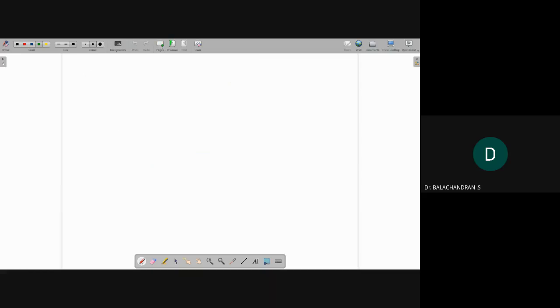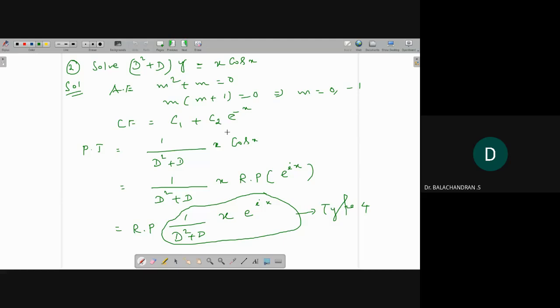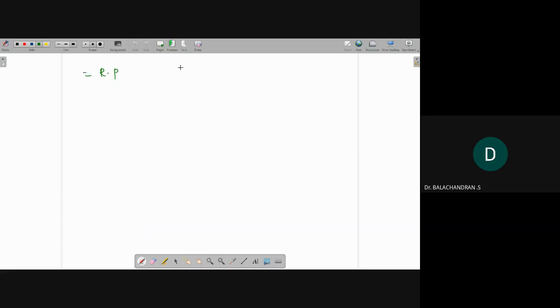So real part of e power ix. If you apply this, then you will get it. Replace d by what? D plus i. D plus i whole square plus d plus i. Wherever you have d, replace d by d plus i into x.